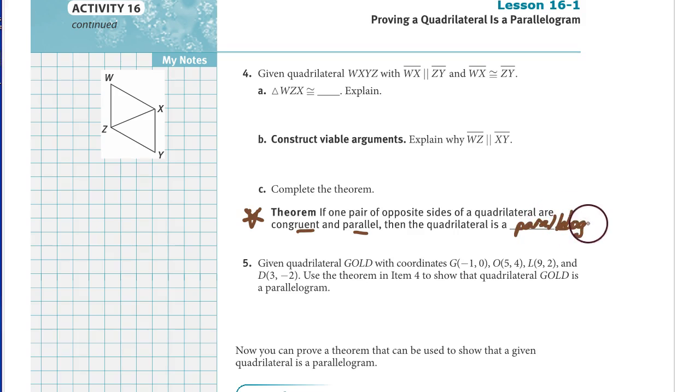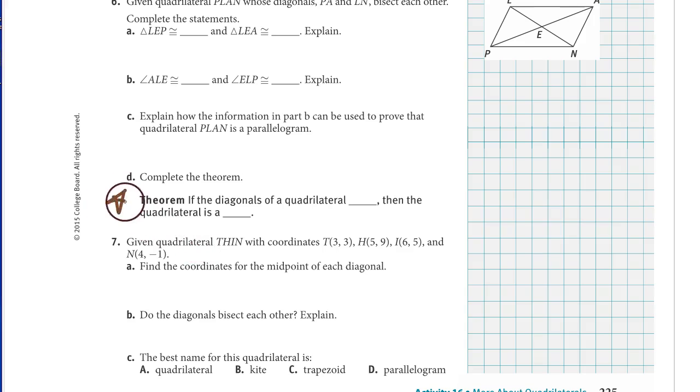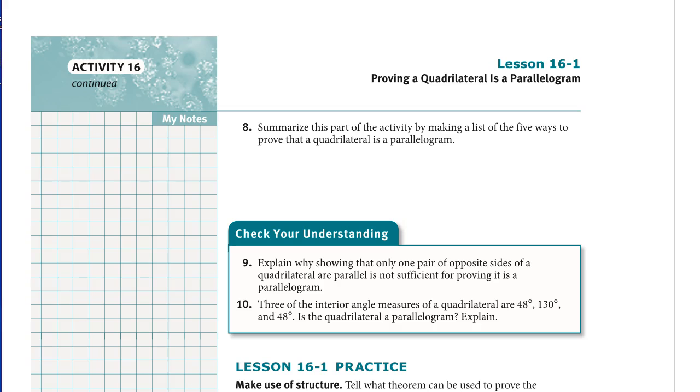So all of these theorems give us techniques that we can use to figure out if a four-sided shape is a parallelogram. Here's yet another way. Theorem: if the diagonals of a quadrilateral bisect each other, then the quadrilateral is a parallelogram. So we've discussed some theorems that can be used to tell if four-sided shapes are parallelograms. Here's some check your understanding questions.